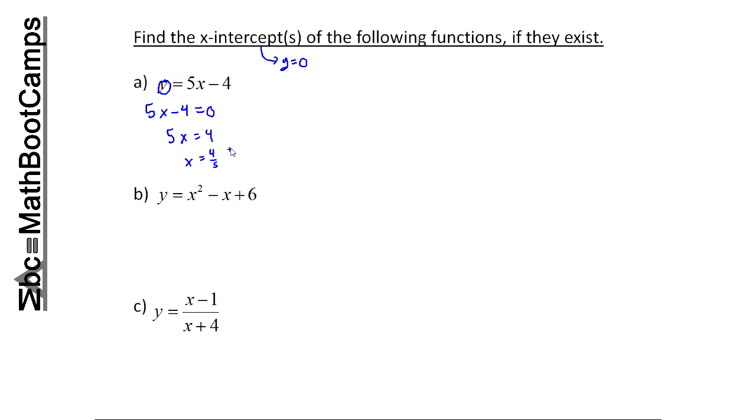So there's a couple of different ways people like to say this. You could say at the point 4/5, comma 0, is the point where we cross the x-axis. Or you could say we have an x-intercept at x equals 4/5. Or you could say at this point. There's so many different ways to say it.